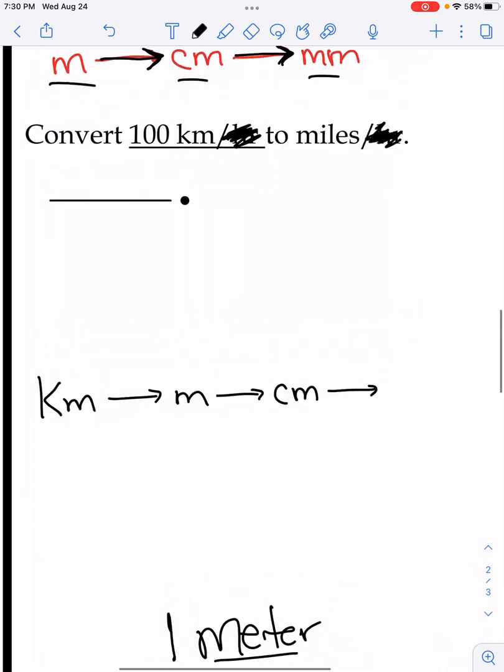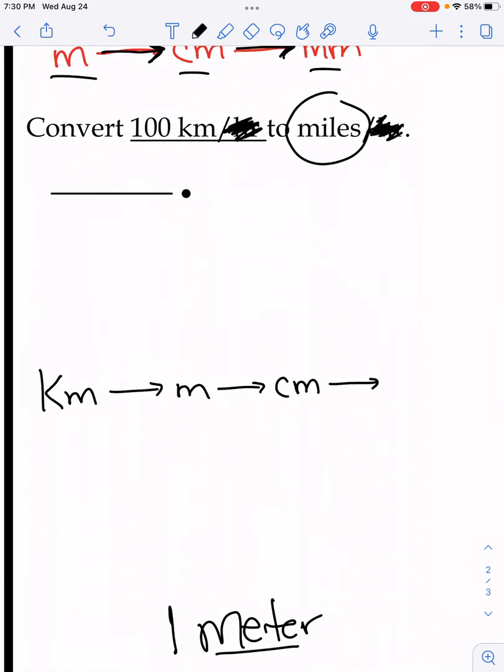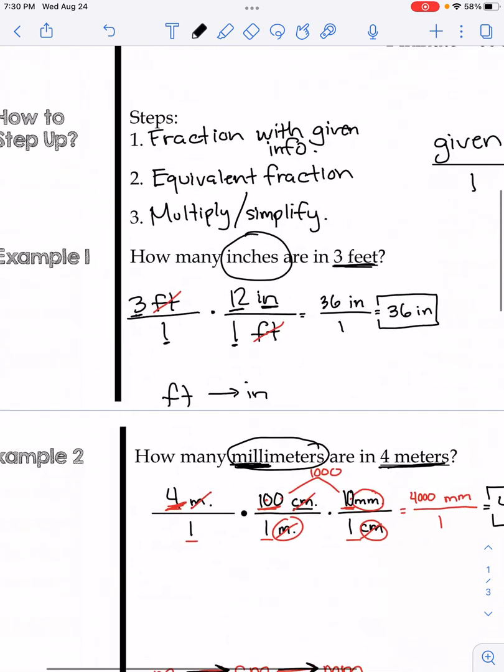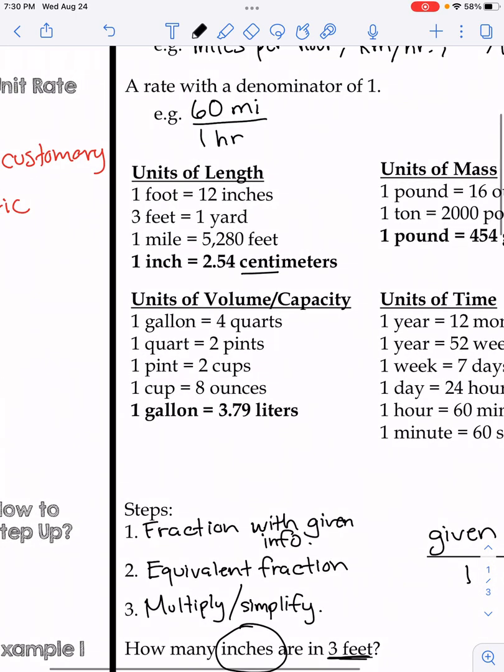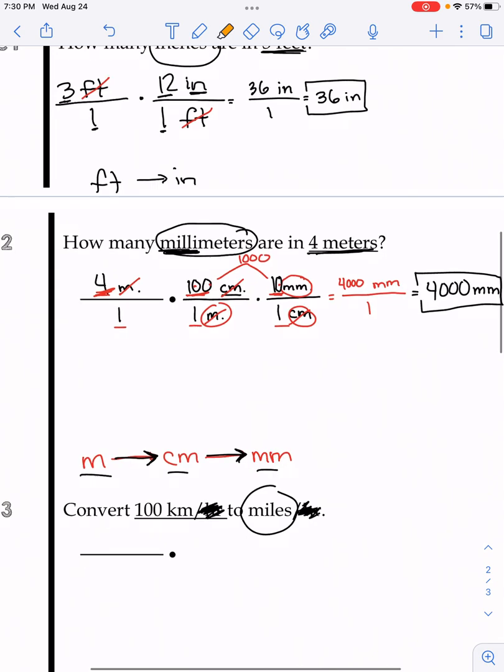Now I still have to figure out how I can get to miles. I'm going to be using this right here: there are 2.54 centimeters in every 1 inch. Now think about an inch in terms of a ruler. That's still pretty small, but that's going to be the next thing we go to.